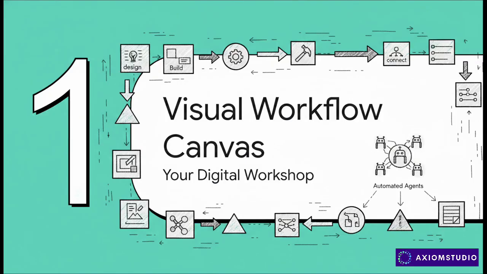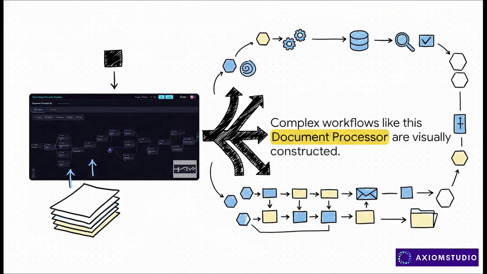And that brings us right to the heart of the whole system, the visual workflow canvas. The best way to think about it is like your own digital workshop. It's the main workbench where you design, build, and connect all the logic for your automated agents. And here it is in the flesh. What you're looking at is a full agent called a document processor. Every single box, every line you see is a step in its process.